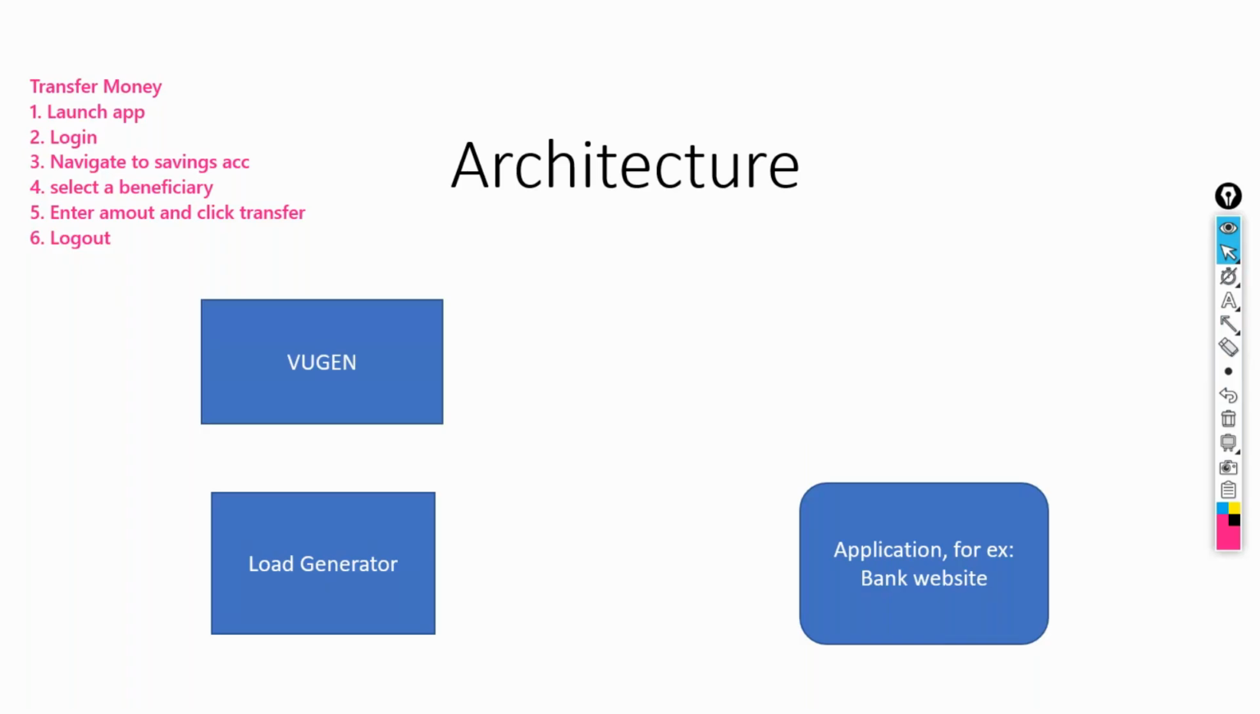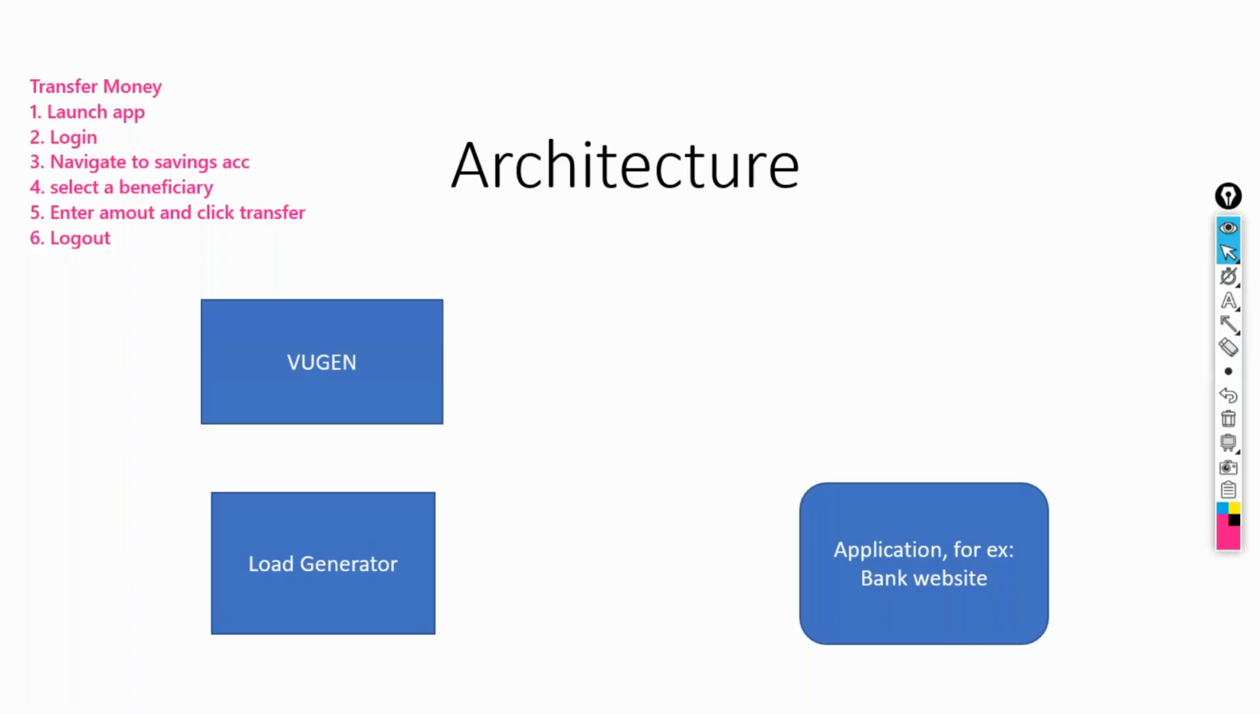Withdrawing or adding money, right? Maybe a similar transfer, but a different one. Maybe downloading credit card statements, paying the credit card bill. All those are critical, right? You cannot have any performance lags in those kinds of scenarios. So generally, as a performance tester, we focus on critical scenarios.